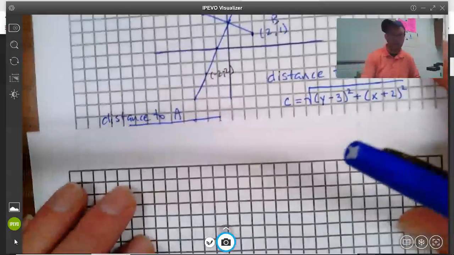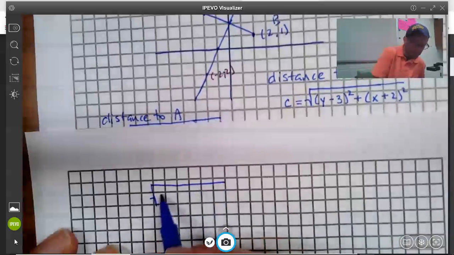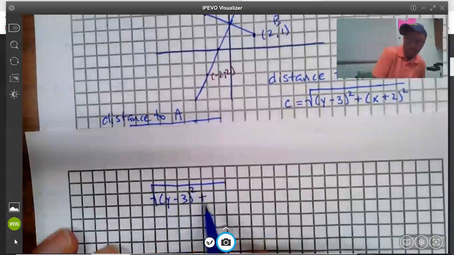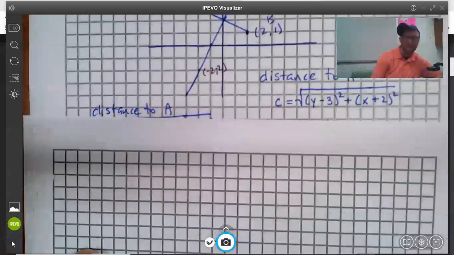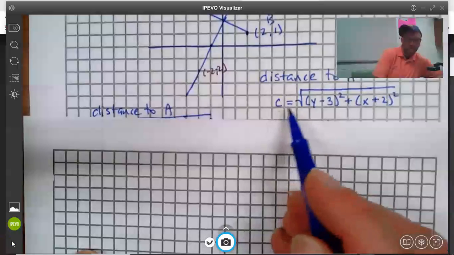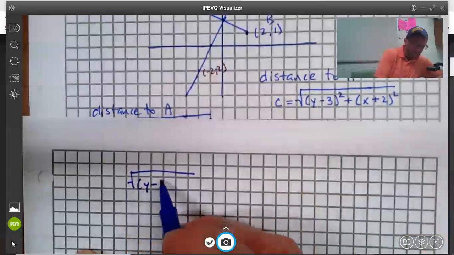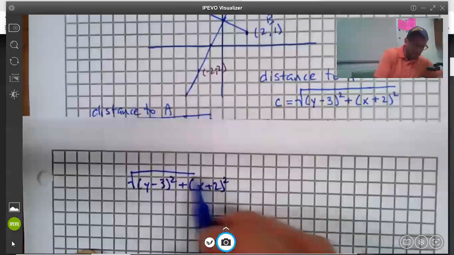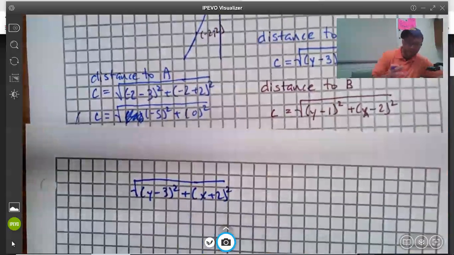So we're just going to simply write, I'm going to give myself a lot of room here, that our first formula, which is y minus 3 squared plus x plus 2 squared. And if we were to plug in an x and a y, I'd do all the math, and I would get some outcome for that formula.